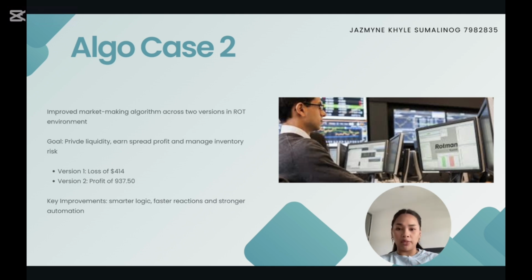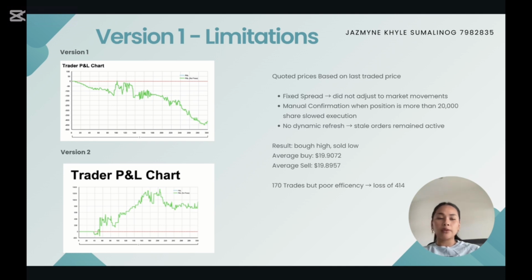In the first version, the algorithm simply placed one buy and sell order around the last traded price. This created three problems. The first is a fixed spread, so it never adjusts to volatility or price shifts. The second is manual confirmation. Pop ups interrupted execution and this slowed down the reaction time. And the third is no automatic refresh, so orders often stayed outdated as the market moved. As a result, it frequently bought above and sold below fair value, leading to poor trade quality.